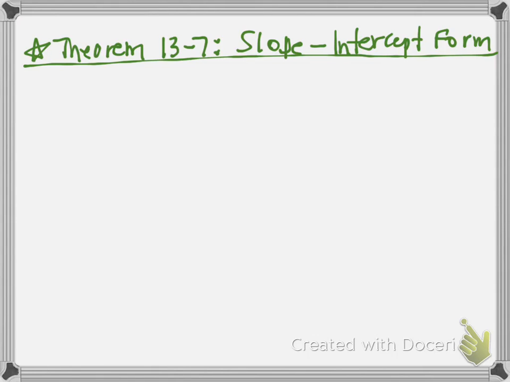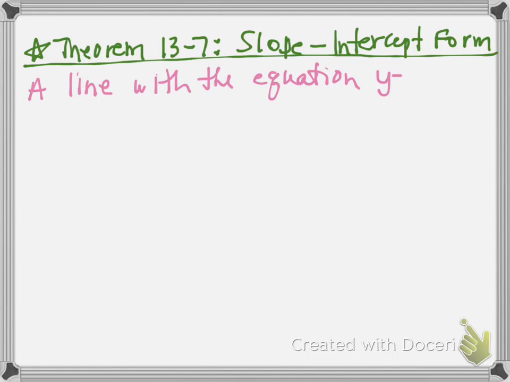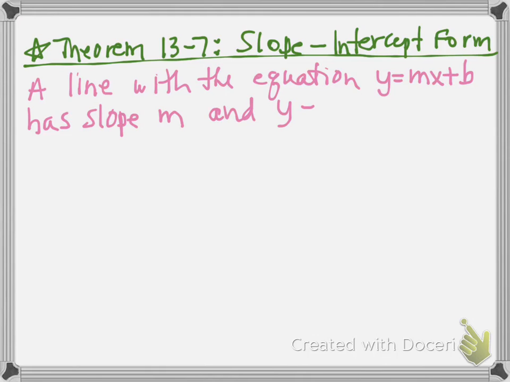So I graph my y-intercept and then I move the slope coordinates to find another point. The issue is I'm always going to get a line. The problem is I don't know if it's right until it gets graded. So that's kind of a problem with it. So a line with the equation y equals mx plus b has slope m and y-intercept b.